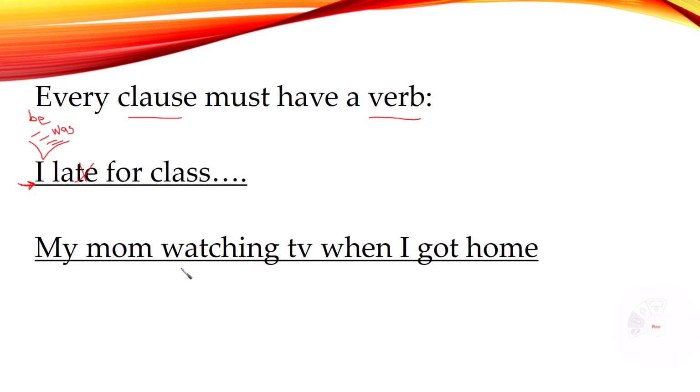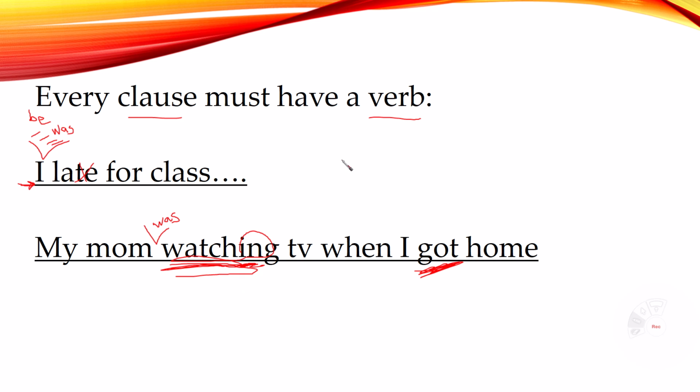What about this one? My mom watching TV. Watch is a verb, but watching is not. So what's missing here? Well, again, probably my mom was watching TV because here, when I got home, that's past tense. So usually it matches. My mom was watching. When you take a verb like watch and you put on ing, by itself, it's not a verb. Now it's usually like a noun.